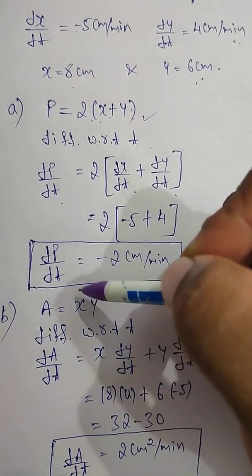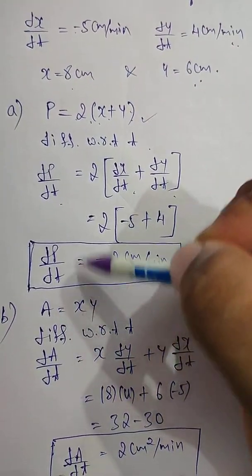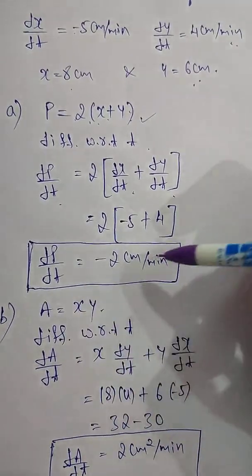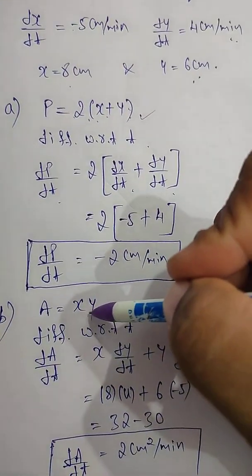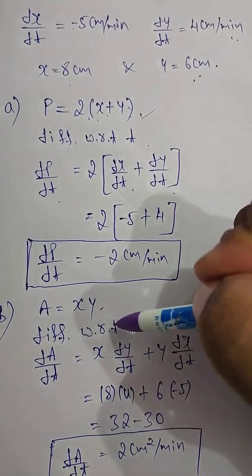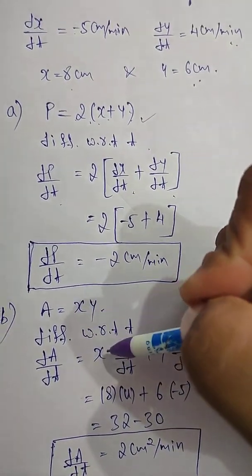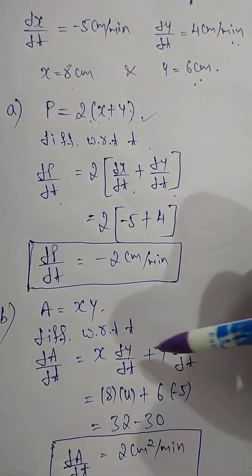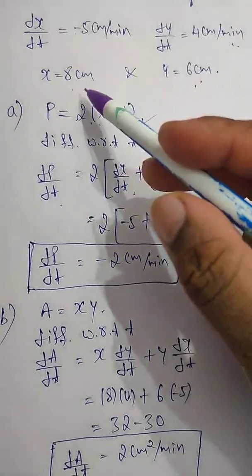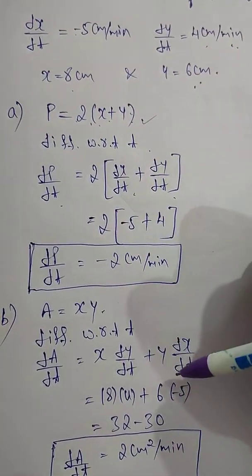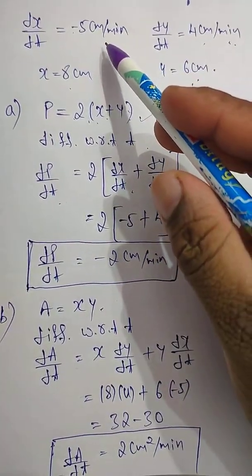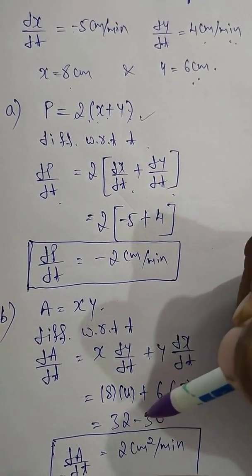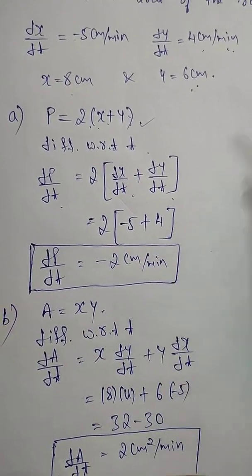We know that the area of a rectangle, you want to find the rate of change of area. So A is equal to x into y, differentiate with respect to t. Here x into y means these two are variables, so you want to apply the product rule of differentiation. x as it is, differentiation of y is dy by dt, plus y as it is, differentiation of x is dx by dt. Here x is 8, dy by dt is 4, y is 6, dx by dt is minus 5. So 8 fours are 32, 6 into minus 5 is minus 30. So 32 minus 30 is 2 centimeter square per minute.